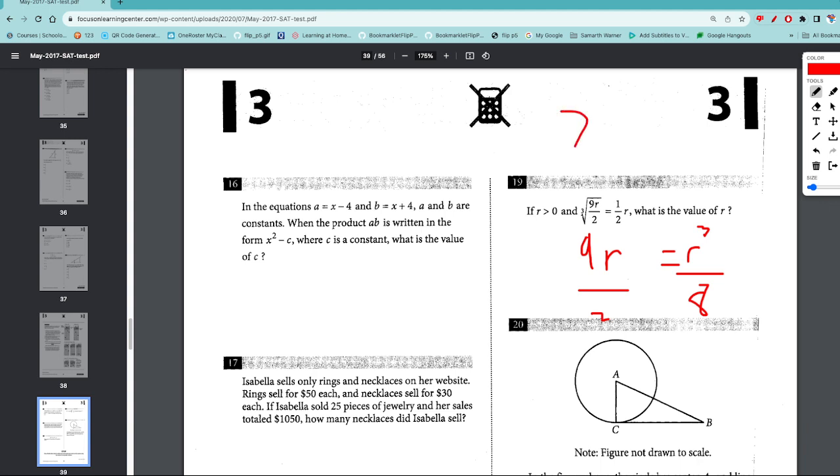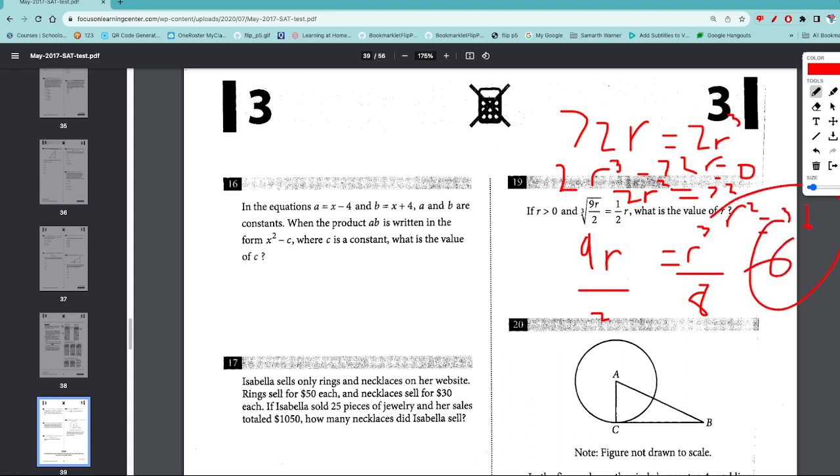So now we get 72r is equal to 2r cubed. Is that going to help? Maybe. Why don't we just set it equal to 0 then? 2r cubed minus 72r equals 0. And then divide by r. And you get 2r squared is equal to 72. R squared is 36. R is plus or minus 6. We take the positive, we get 6.